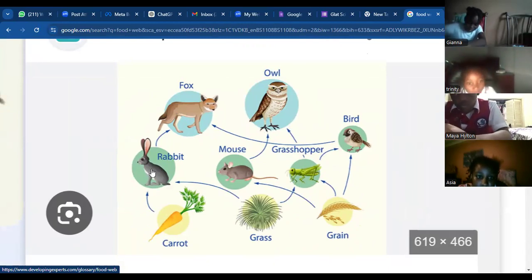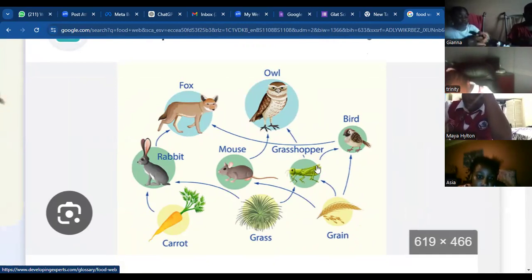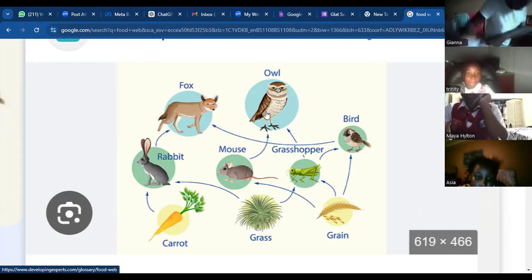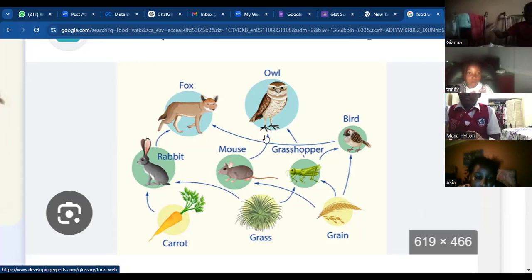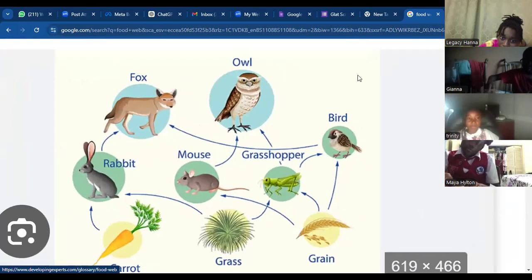Or you could say the rabbit eats the carrot and the fox eats the rabbit. Or you could say the grasshopper eats the grass, the bird eats the grasshopper, the owl eats the grasshopper. Or you could say that the mouse eats the grain and the mouse gets eaten by the owl, right? This would be called a food web. That is very confusing if you don't know what it is. Food web.